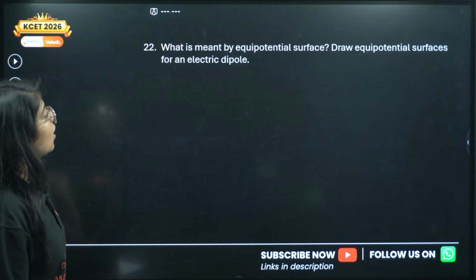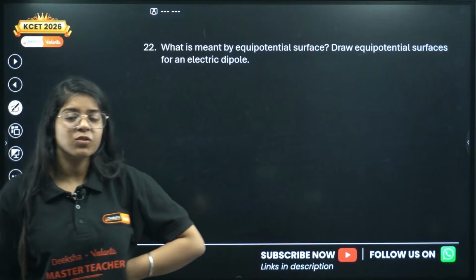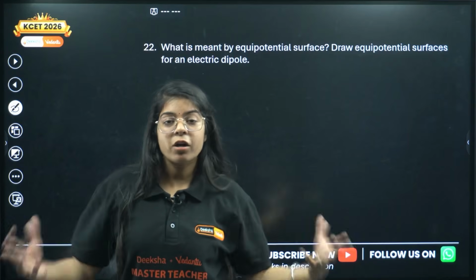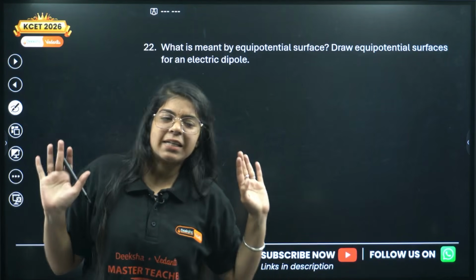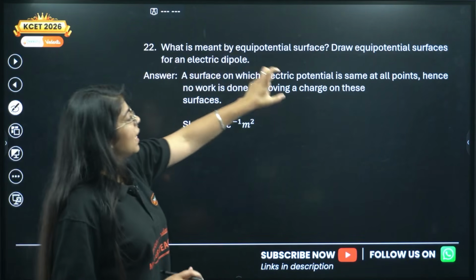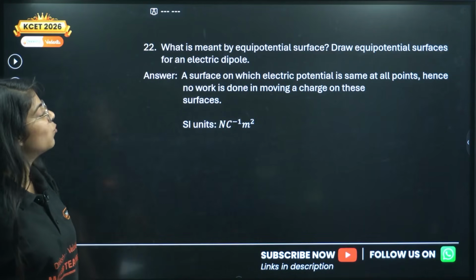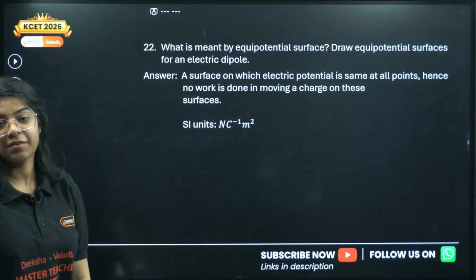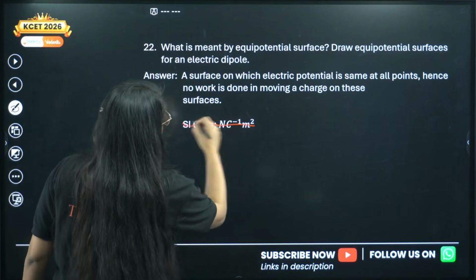Draw equipotential surfaces of an electric dipole. Now equipotential surface, we all know, is a surface on which at each point potential remains the same. So what is meant by an equipotential surface? A surface on which electric potential is the same at all points. Hence no work is done in moving a charge on these surfaces. Correct? This is not the answer to this.